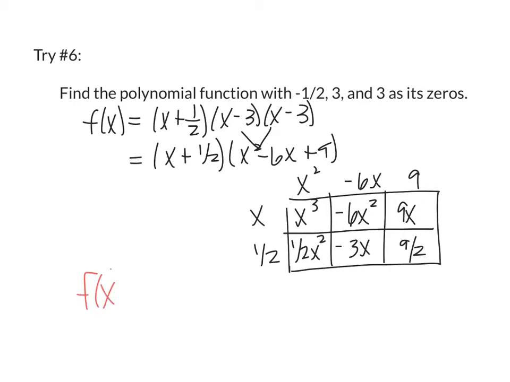So f of x will equal x cubed. As far as your x squareds go, that'd be -5.5 x squared, because -6 plus 1/2 is -5.5, and then plus 6x, and then plus 9/2.